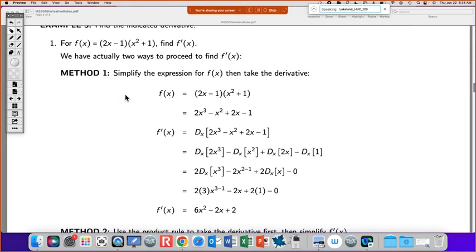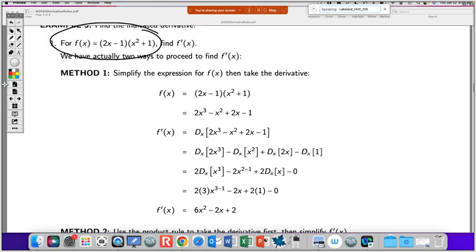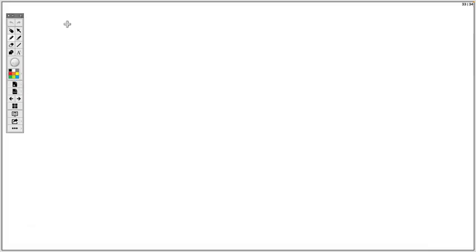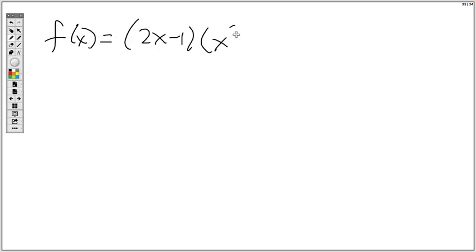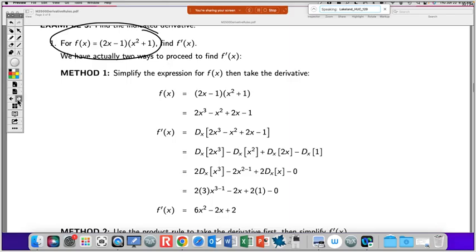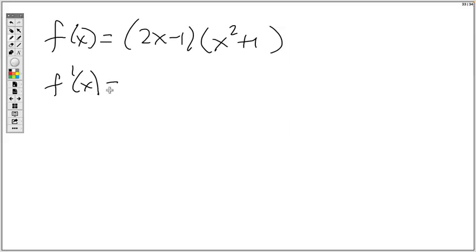All right, let's take a look at the first one. f of x equals the quantity 2x minus 1 times the quantity x squared plus 1. And they're asking for f prime of x. Which, once again, f prime of x is just another way of asking for the what? The derivative.